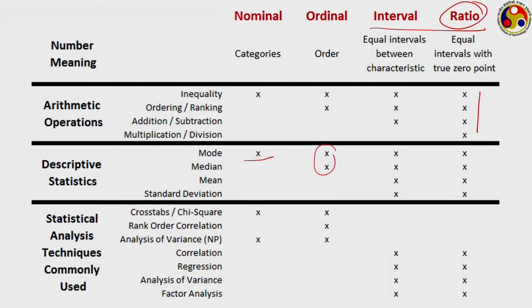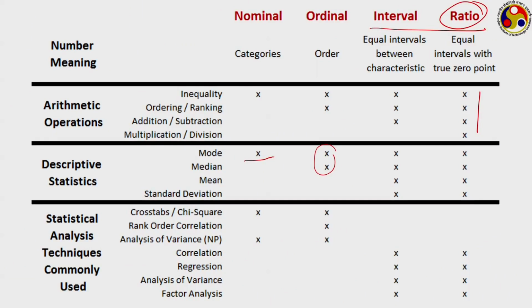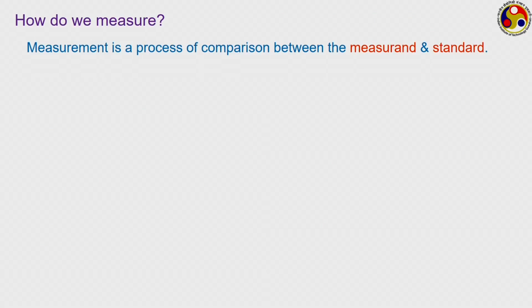Some very common statistical analyses are listed here, like nominal and ordinal allow very simplistic calculation like chi-square, or maybe analysis of variance, but more advanced tools like correlation, regression, etc. can be applied only on interval or ratio scales. Some idea about some of these methods we shall be getting in a later chapter. So, in this course we shall mostly be talking about the interval and ratio, because mechanical measurement primarily uses either of these two. Now, next question is, how do we measure?